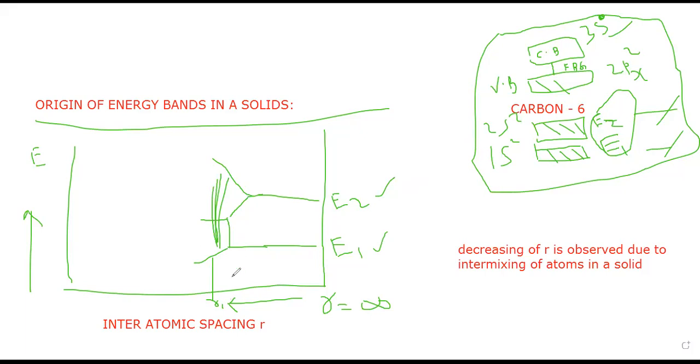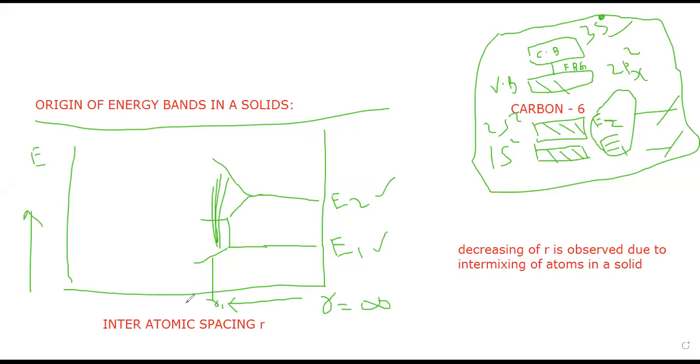Due to the decrease in interatomic spacing, what happened? In a solid, you observe the bands. That means the different separate energies come close to each other and form an energy band.